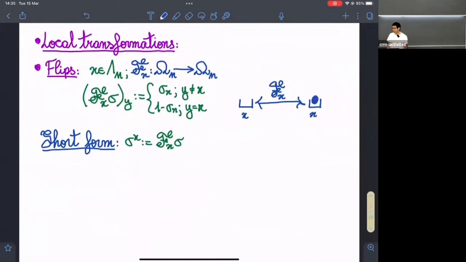So when you look at an interacting particle system, one way to think about them is to think about local transformations. So what is a local transformation?